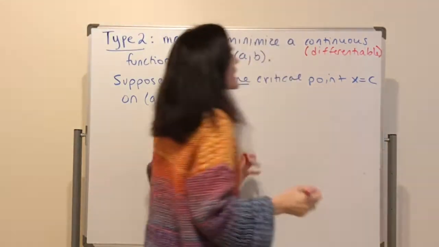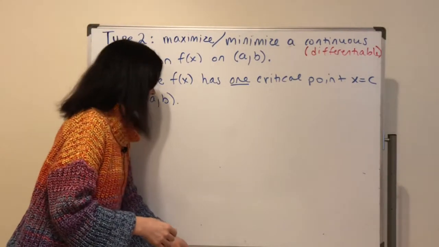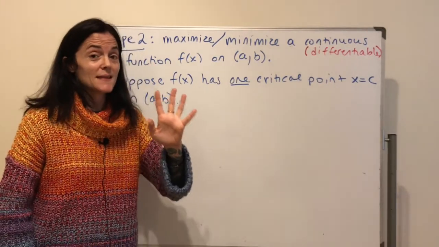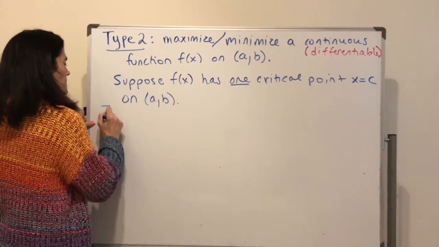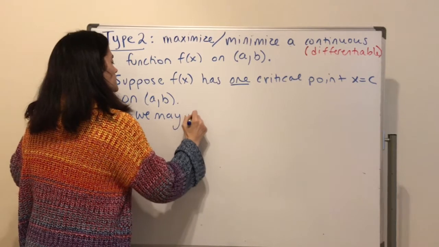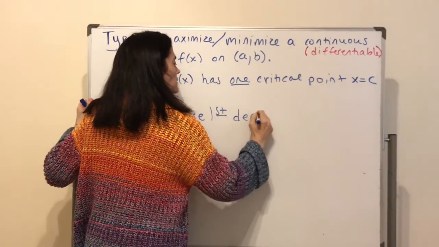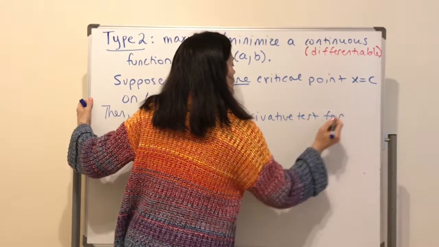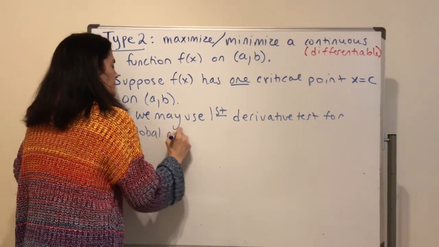We can add that, except potentially not at the critical point. In any case, here we go. We have only one critical point, and that's the important part of this. Then we may use the first derivative test for global extrema.